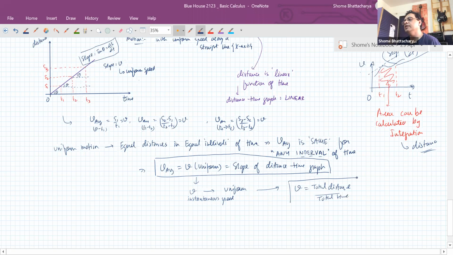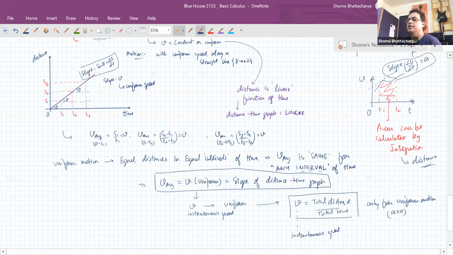But this is only when we're talking about uniform motion. That is, we're talking about a motion where acceleration is zero. In that case, the instantaneous speed can be equated with the total distance divided by the total time. So that is what makes the analysis of uniform motion very easy.